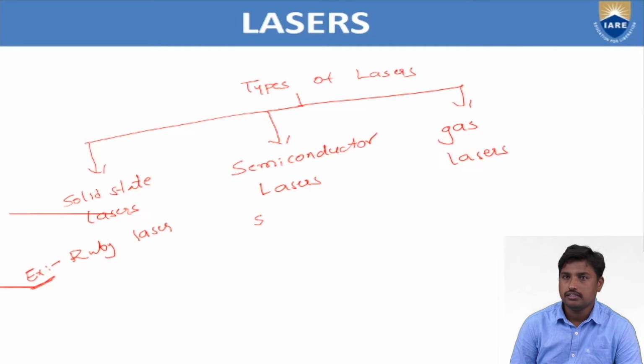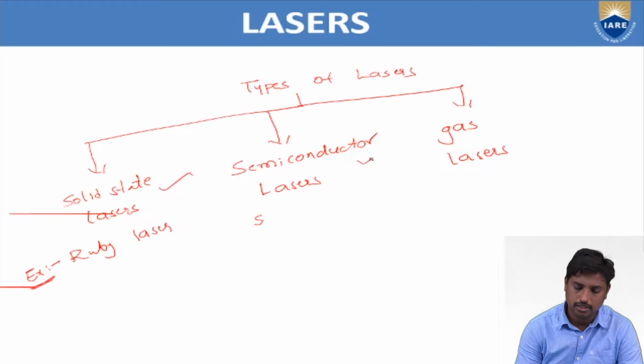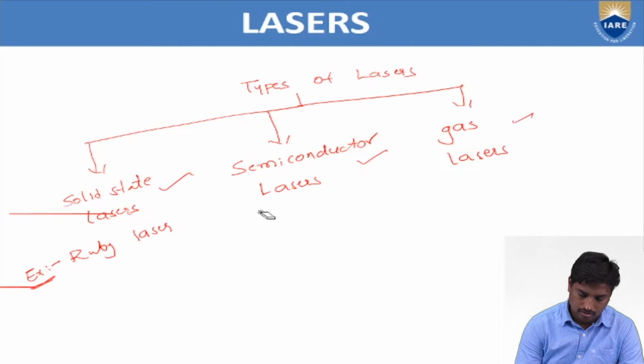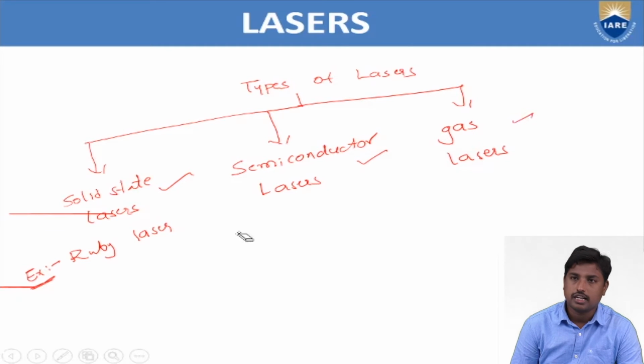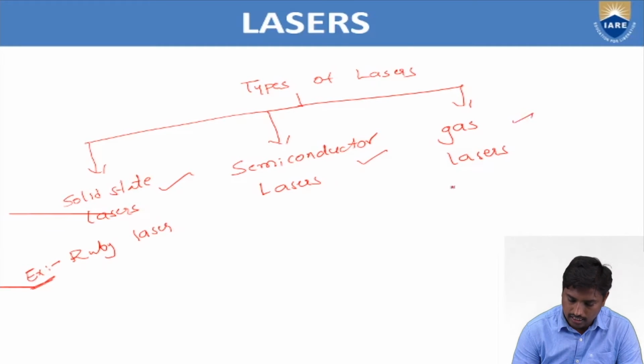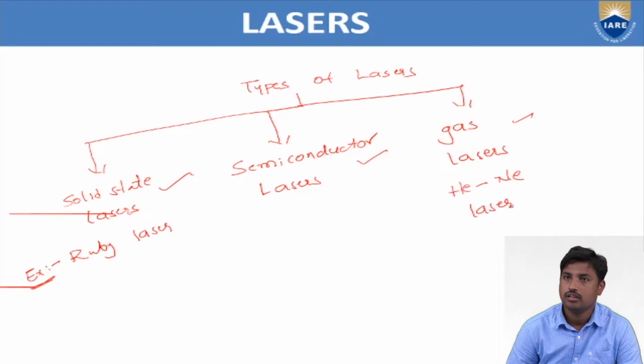Coming to the types of lasers, we have three types: solid state laser, semiconductor laser, and gaseous laser. An example for a solid state laser is the ruby laser, and for a gaseous laser it is the helium neon laser. These are the types of lasers. Now let us look at them in detail.